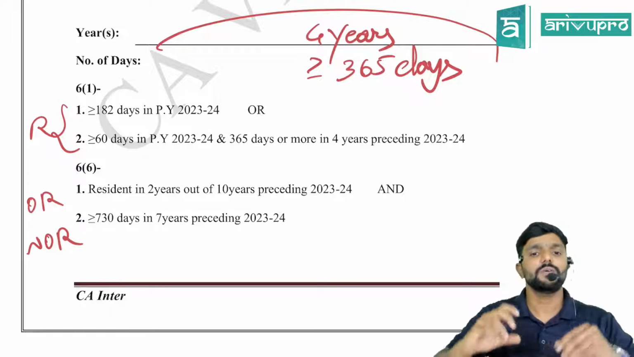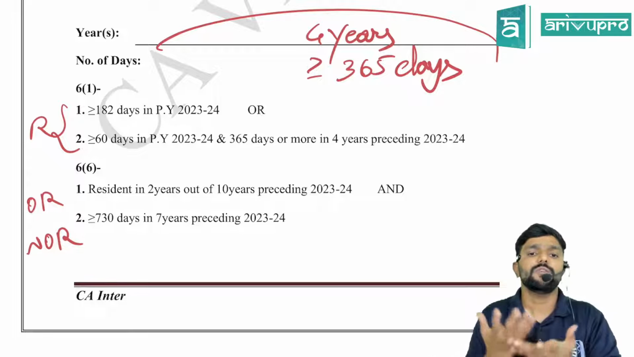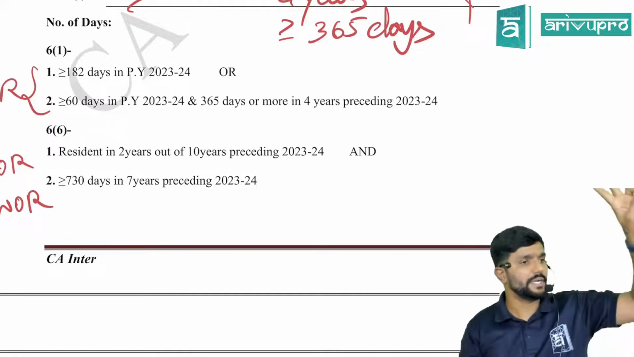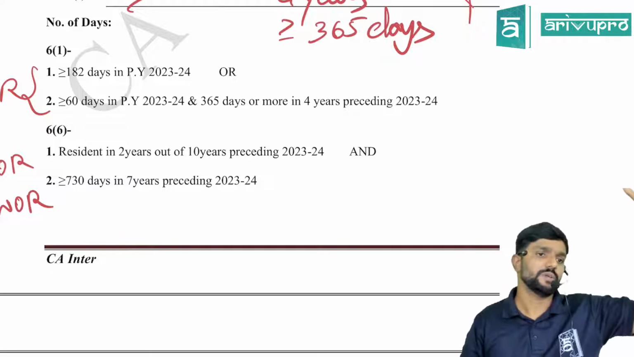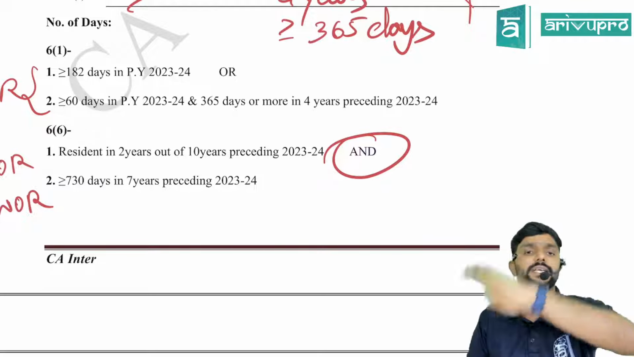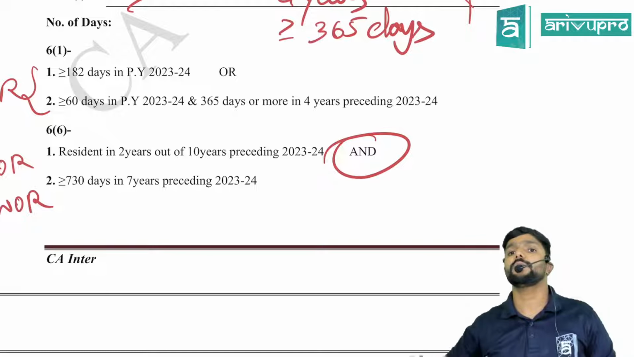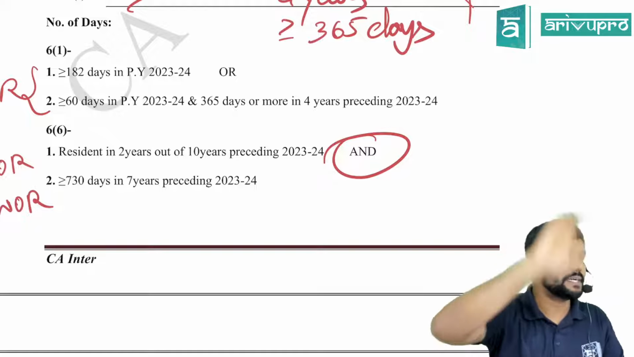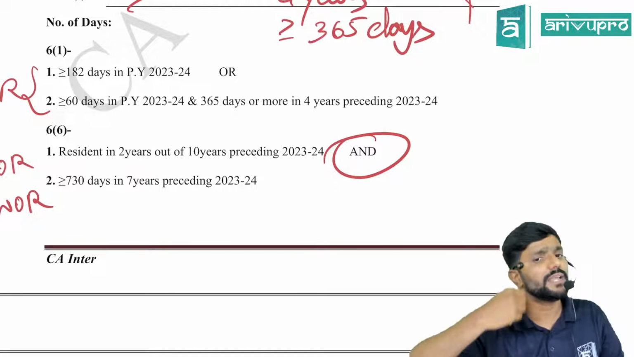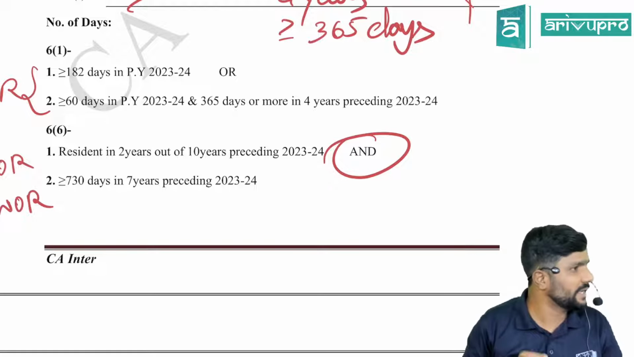Okay, sir. Now, assuming you have satisfied any one condition given under section 6.1, now we are checking the additional conditions. Even in additional, there are two conditions, both cumulative. In between both conditions, what is there? "And" is there. Means you have to satisfy both. If you satisfy both, you will become what? Ordinary resident. Sir, if I don't satisfy one, what will I be? Not ordinary resident.